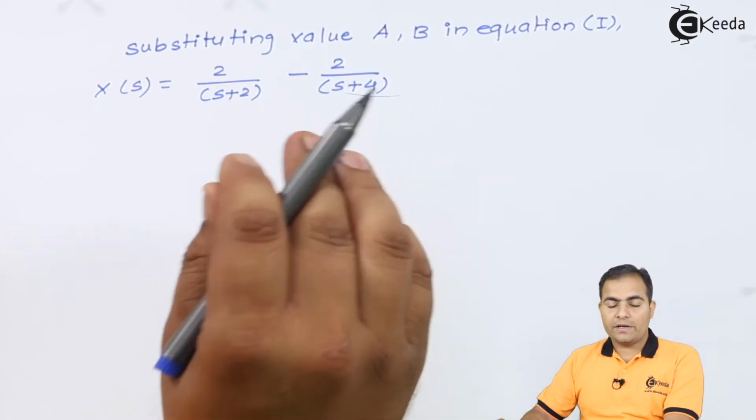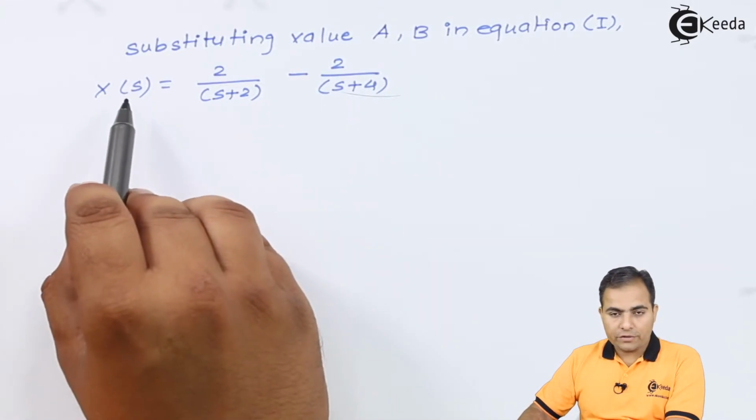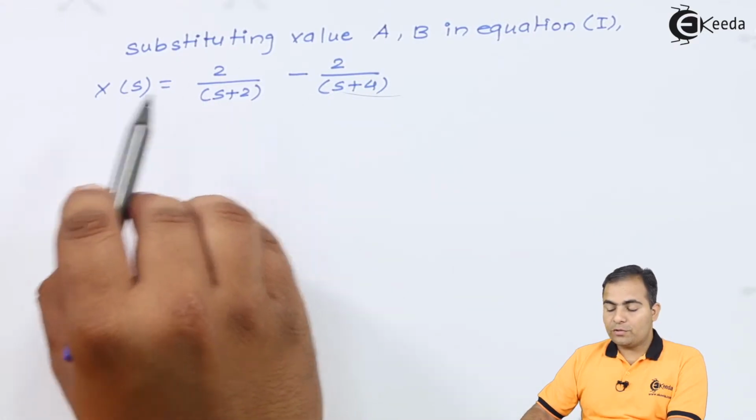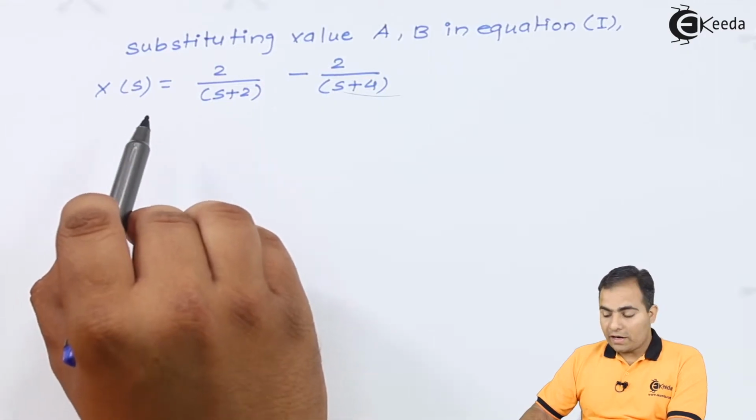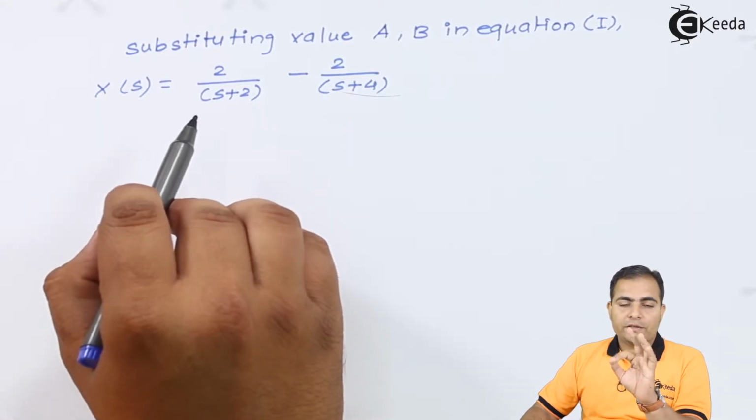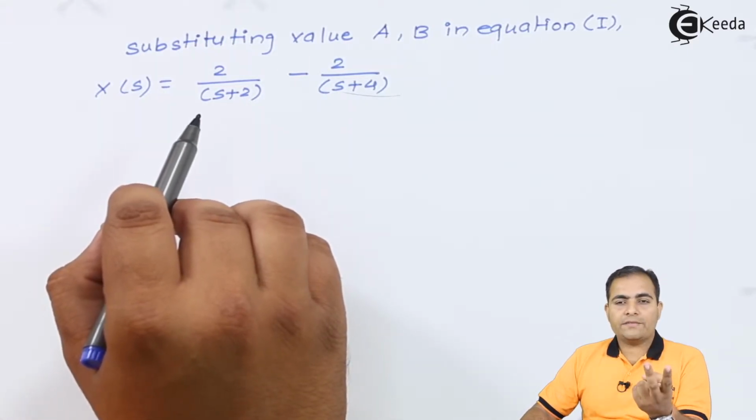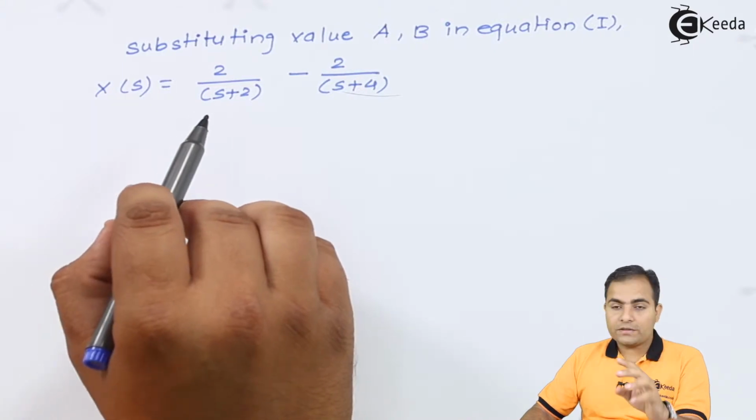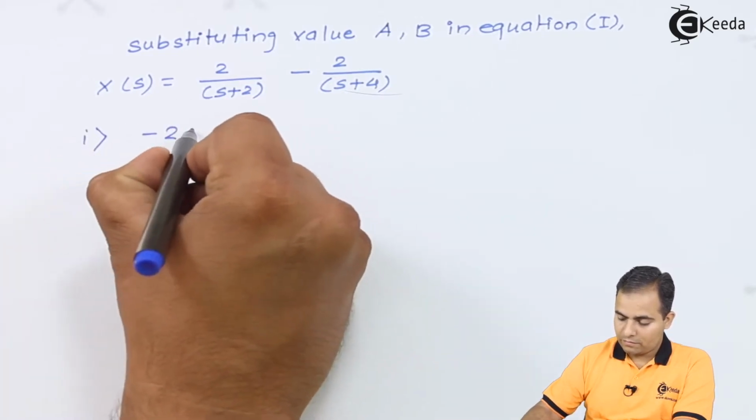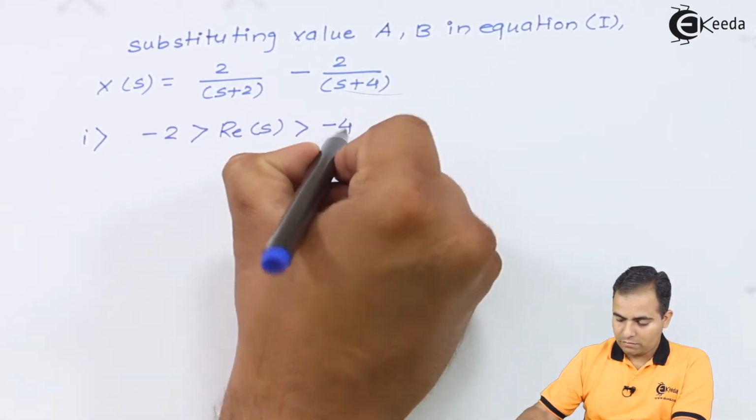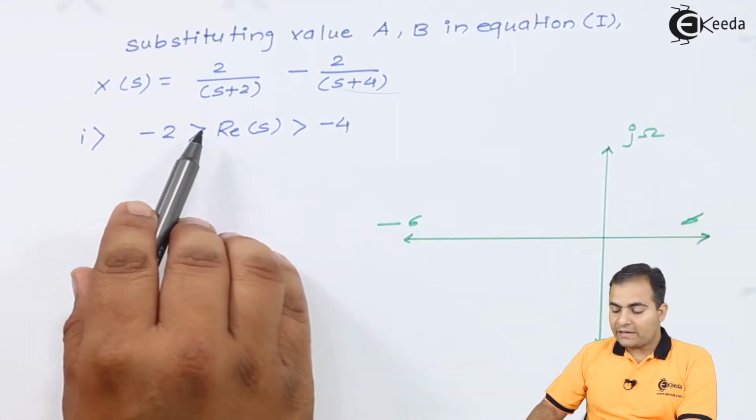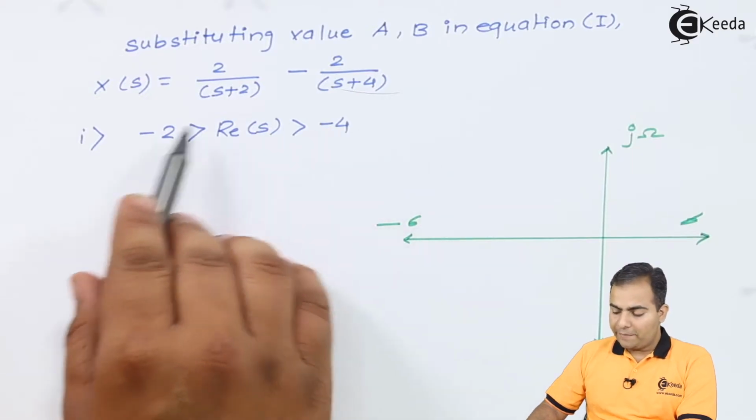Now the next step is we have to find out the value of x of t, or you can say we are going to apply inverse Laplace transform to find x of t, but that totally depends on the ROC. In the question 3 ROCs are given. The first one is two-sided, the second one is left-sided, and the third one is right-sided. So first of all I'll write the first ROC value, this was our first ROC. Our first ROC was minus 4 less than real part of s less than minus 2. I am rearranging this value.